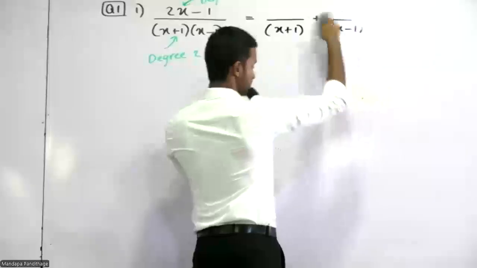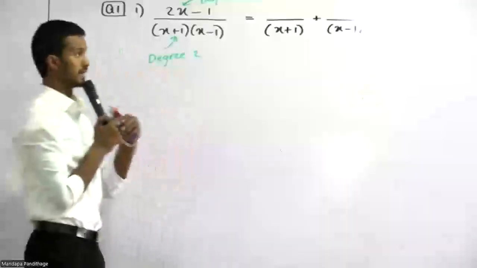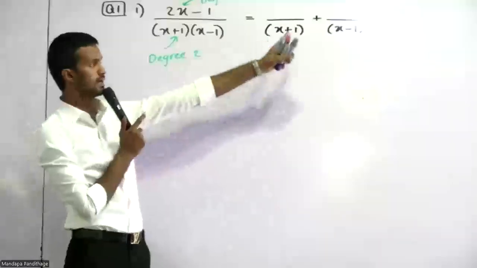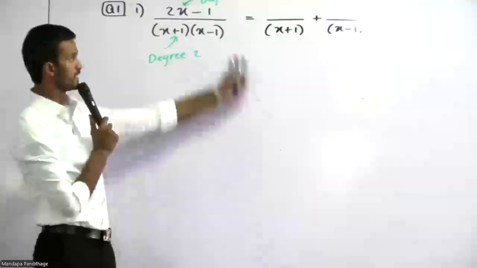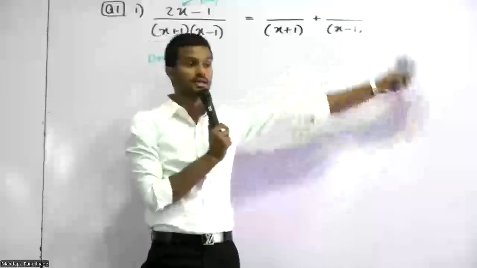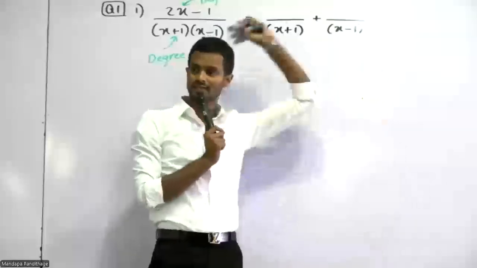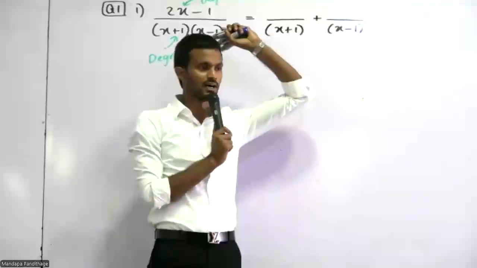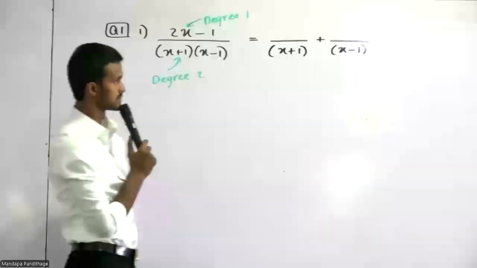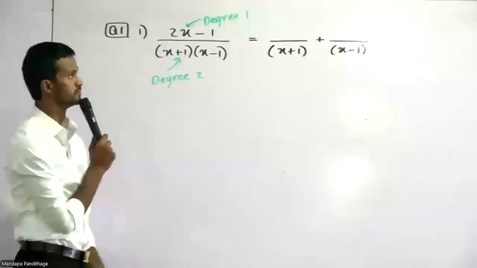So we need to write fractions by taking each of these factors as the denominators. Now tell me, if we have 3 factors in the denominator, how many fractions are we going to write? 3 fractions. So that is step number 2.